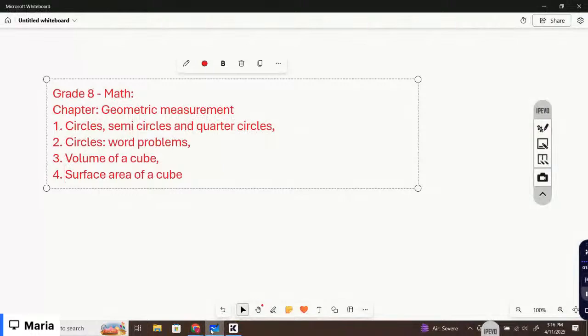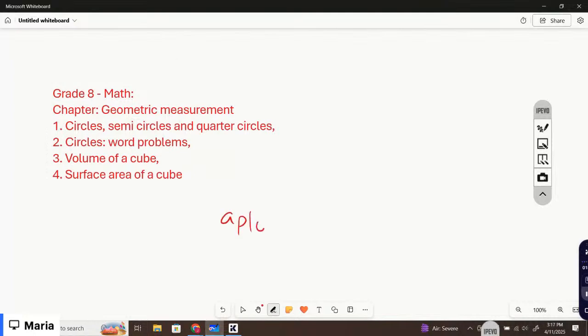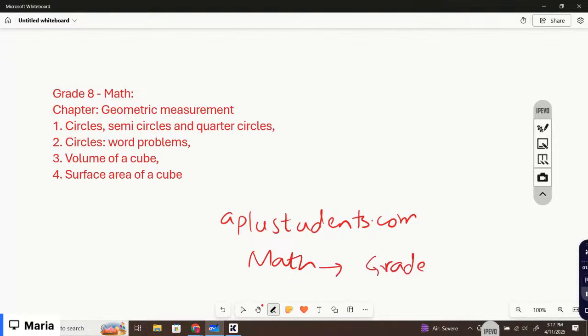We are here to learn math. You can find all the lessons on aplusstudents.com. You have to log in there using your email address and password as provided by the administrator. Then you have to select math from the subject tab. Scroll down to grade 8 math and then click on view all lessons. There you can find a list of the chapters.